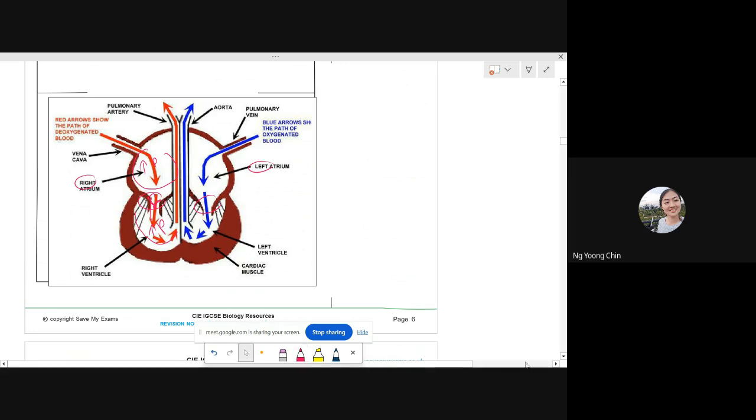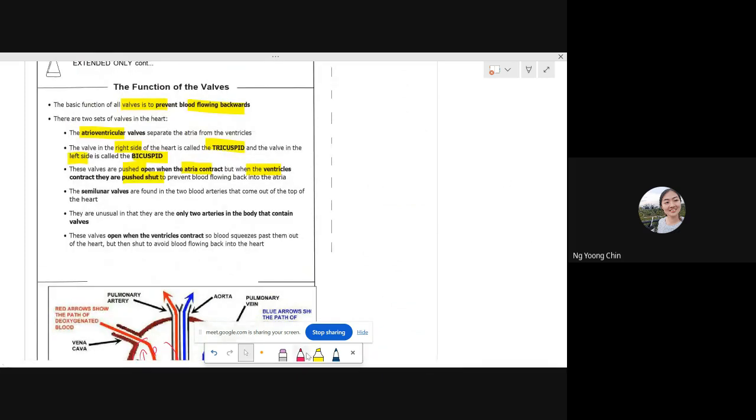So that's the story. This means the valve needs to open when the atrium contracts. Just as the atrium contracts, the valve will open. But when it's the turn of the ventricle to contract, the valve will close.